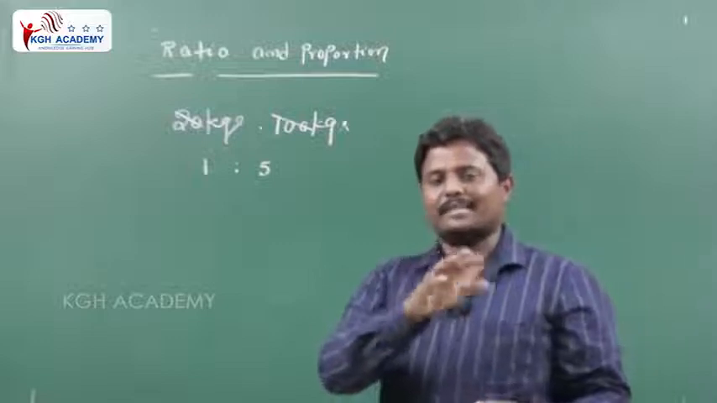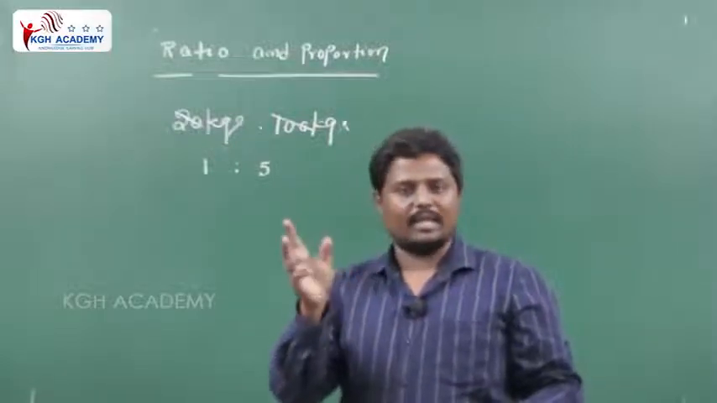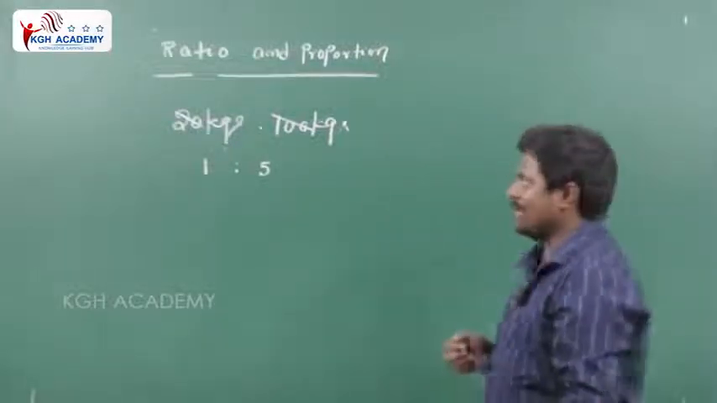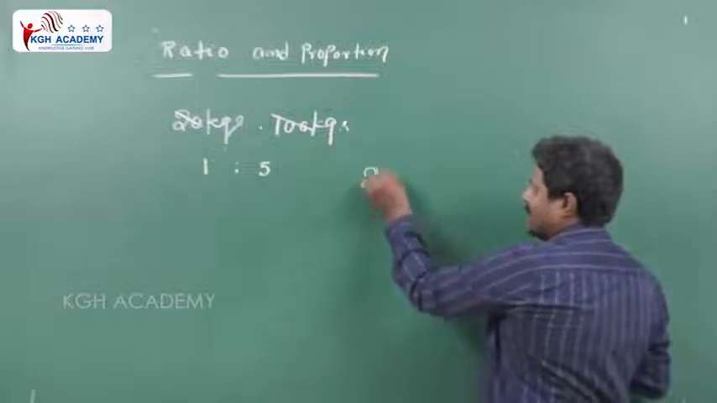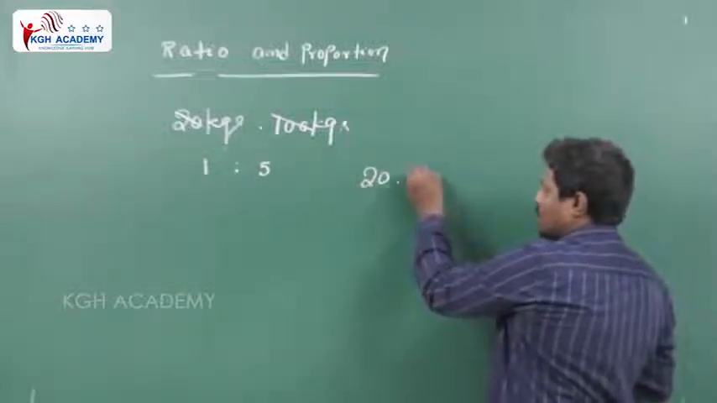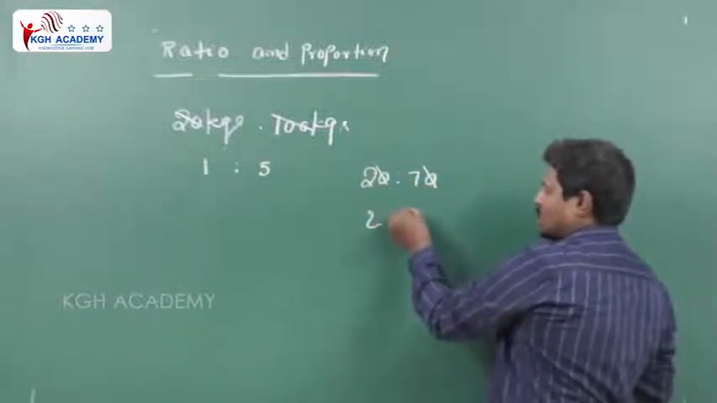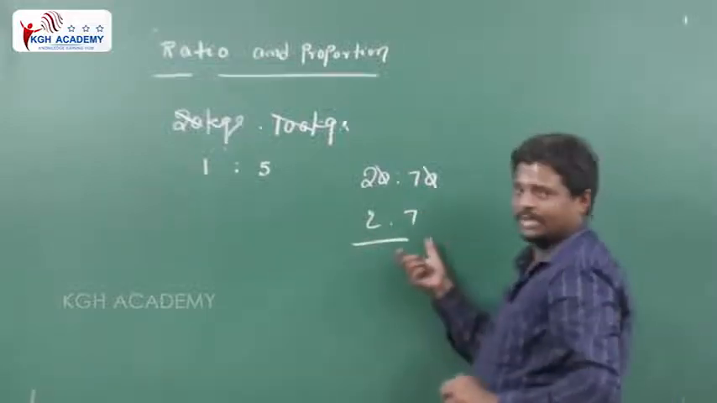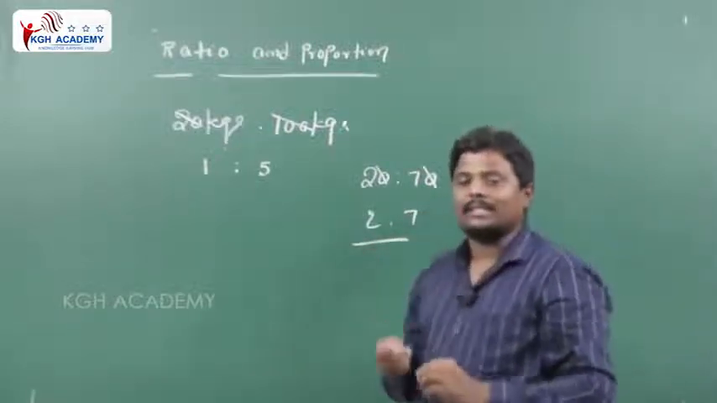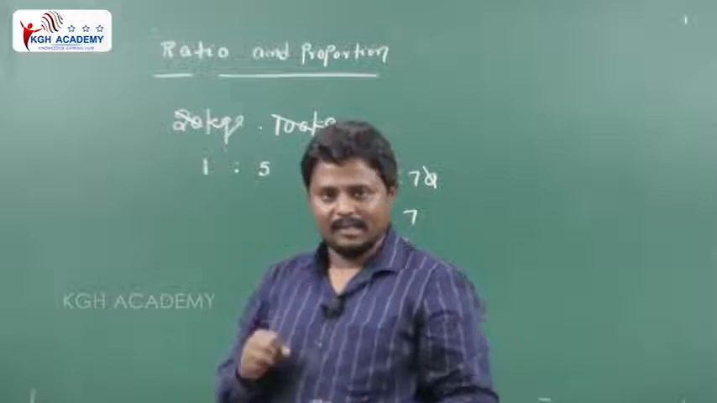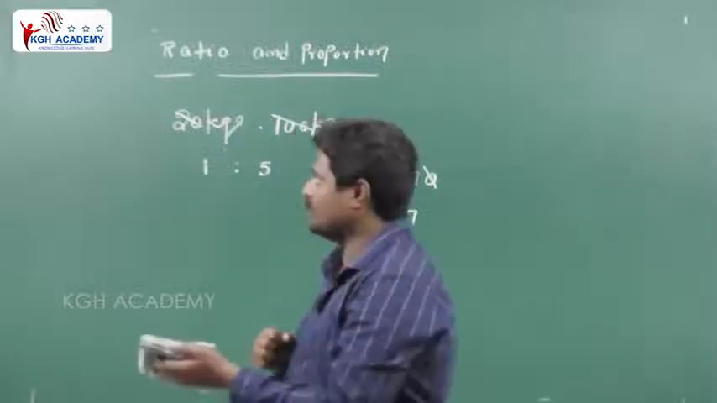That is nothing but 20 and 30, the ratio is 2:3. If we take 20 and 70, what is the ratio? The 0s get cancelled, that is 2:7. Ratio is nothing but comparison of numbers.